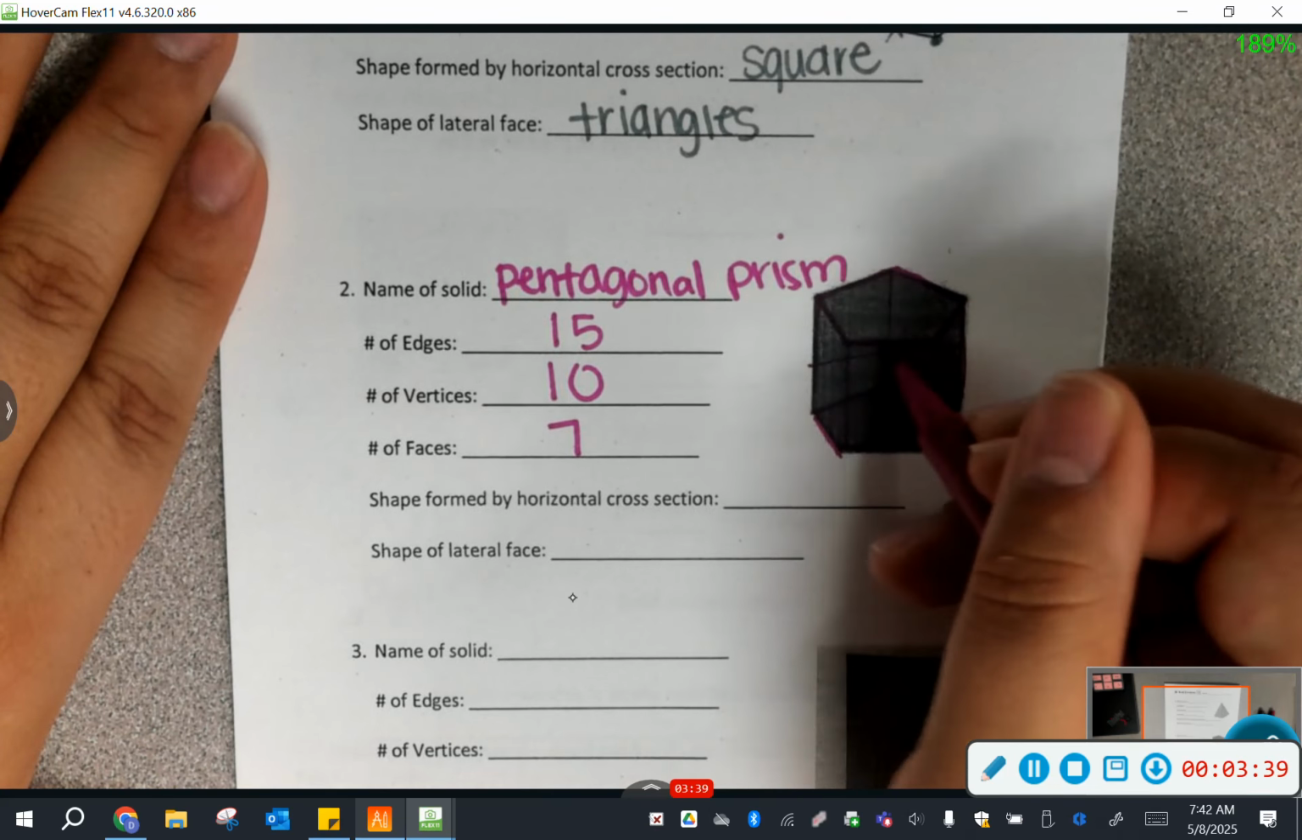Oh, no, a rectangle is fine. Sorry. Yeah.